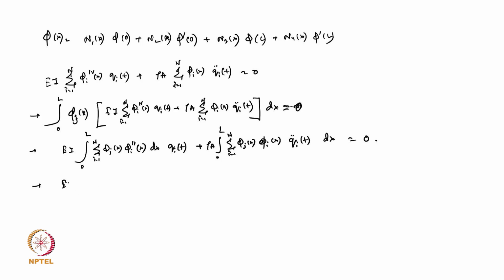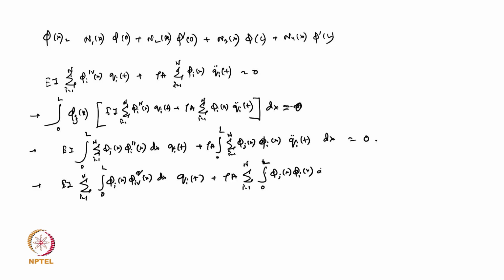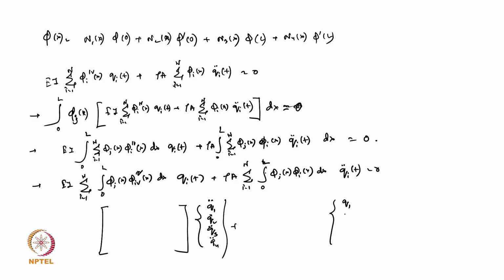So we can take that summation outside and write it as integral 0 to L, phi j of x into the fourth order derivative of phi i dx, into q i of t, plus rho A summation i equal to 1 to n, integral 0 to L, phi j of x phi i of x dx, into q i double dot of t, that is equal to 0. From here, the important point is that we can write it in matrix form, where q1 double dot, q2 double dot, q3 double dot, q4 double dot all vary with q1, q2, q3, q4.